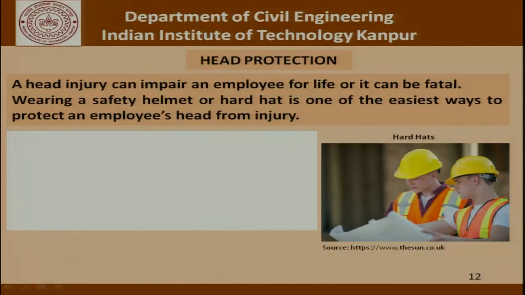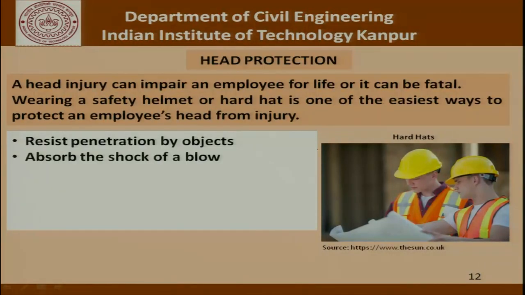Therefore, wearing a safety helmet or a hard hat is one of the easiest ways to protect an employee from a head injury. What should be the functional requirements of a hard hat? It should resist penetration by objects. So, if there is a falling object that hits the helmet, it should resist penetration from that. It should absorb the shock of a blow. It should be water resistant and slow burning.